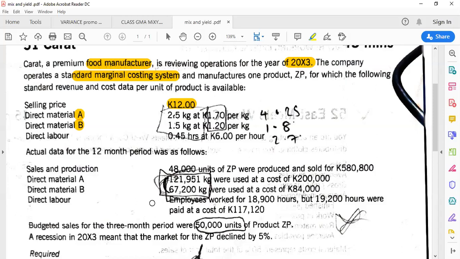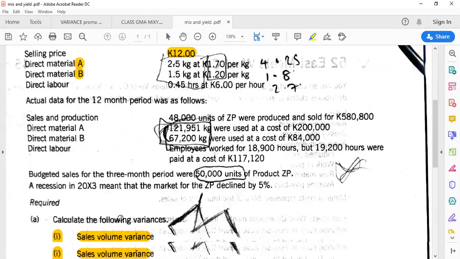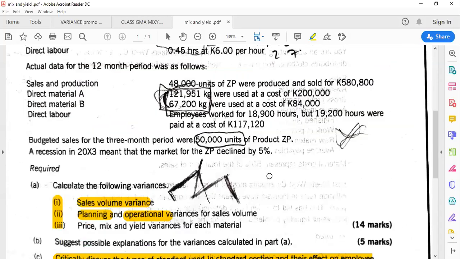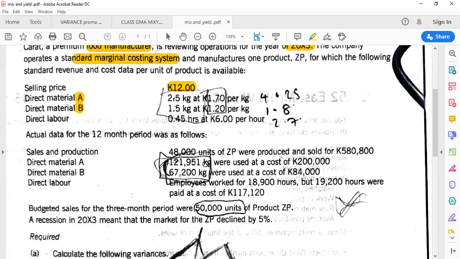So let's work out our sales volume variance. For sales volume variance, we get the budgeted volume, then we compare with the actual volume, then we multiply the difference with what? The difference with the standard contribution. So let's go.